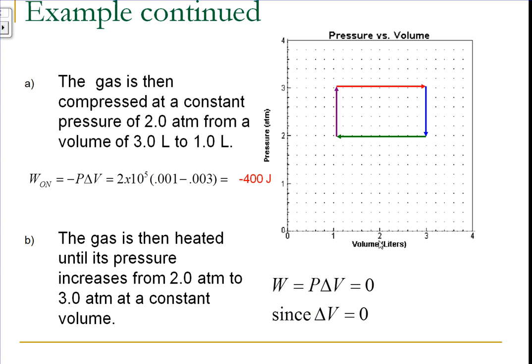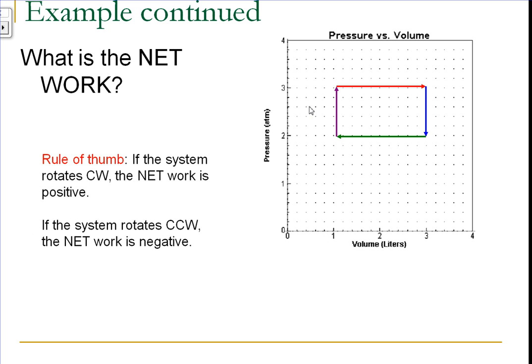Now look at this. When we go clockwise, we tend to say the work is positive. When we go counterclockwise, the work is negative. And the area inside this shape is going to be your net work. So 600 minus 400 gives you 200 joules of work done.